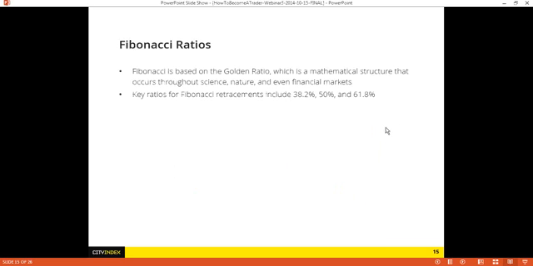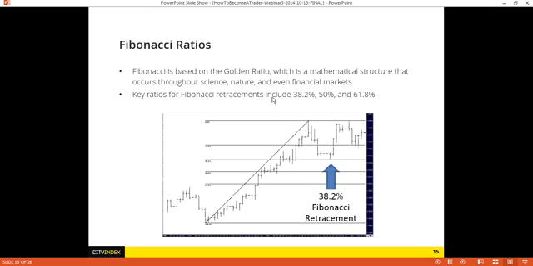Fibonacci ratios. Fibonacci is based on the golden ratio, a mathematical structure that occurs throughout science, nature, and even financial markets. Now, the key ratios for Fibonacci include 38%, 50%, and 61.8%. Now, do I believe in magic numbers? As I mentioned last time, no, I do not.